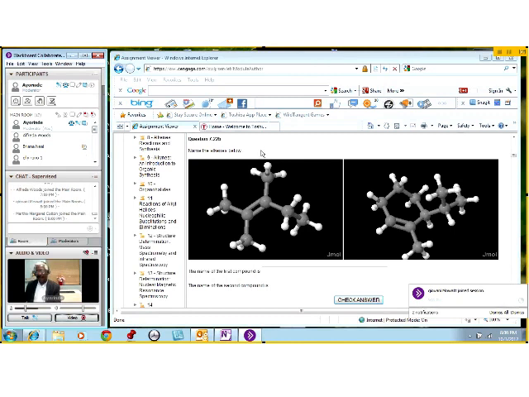In today's session, we are going to discuss the chemistry of alkenes, which will be taken from the end of chapter questions.